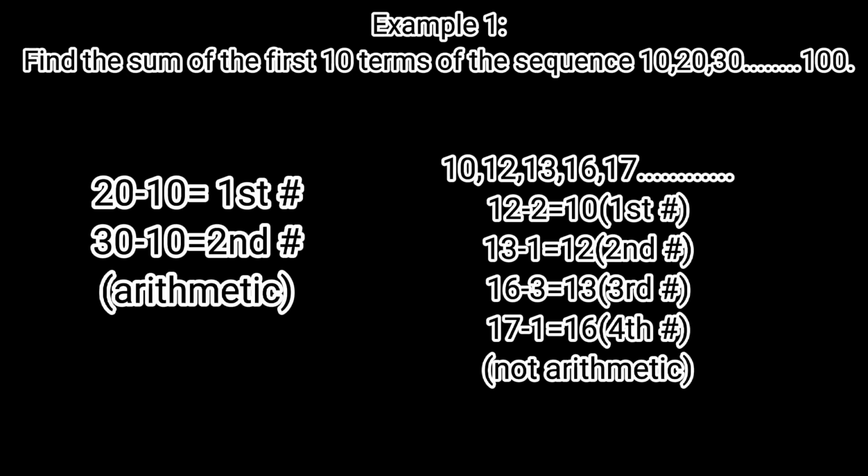Just like from our example, 10, 20, 30, up to 100, look, 20 minus 10 is equal to the first number, and 30 minus 10 is the second number, and so on. So here we have a constant 10. But if, for example, we have 10, 12, 13, 16, 17, and so on, if you've noticed, 12 minus 2 is equal to 10, the first number, then 13 minus 1 is 12, the second number, 16 minus 3 is 13, the third number, and 17 minus 1 is equal to 16, the fourth number. See guys, it doesn't have a constant difference.